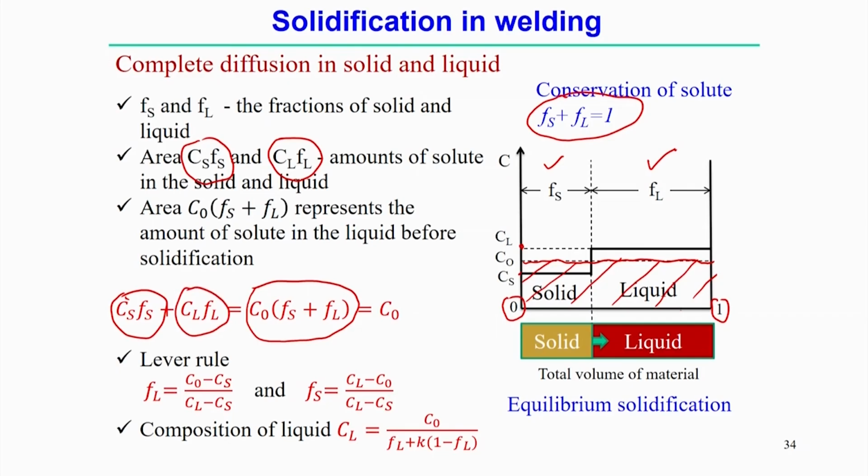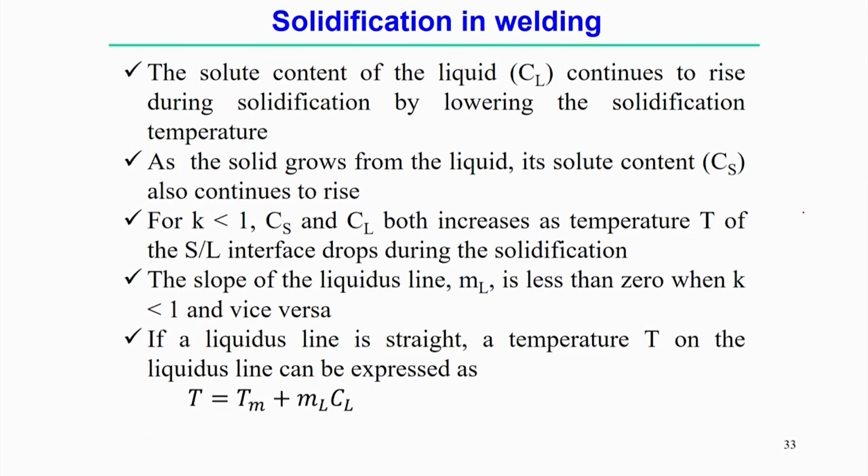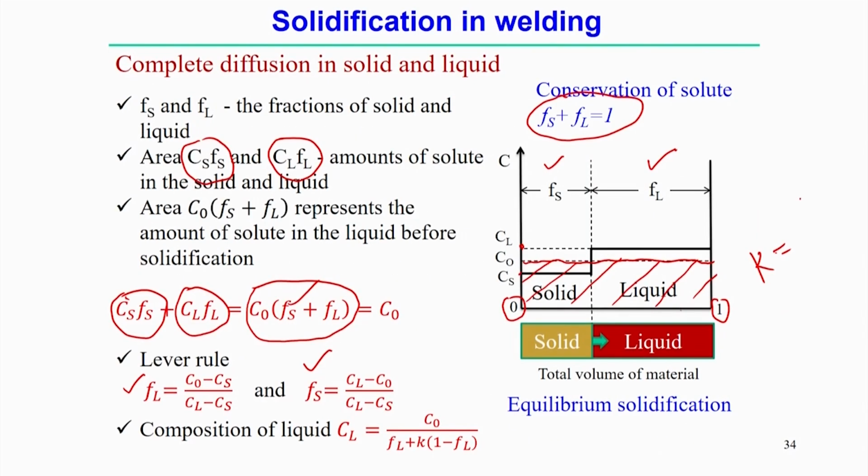So, it is equal to the area occupied by the solid phase plus the area occupied by the liquid phase. That total content should be equal to C0. Fs plus Fl is simply 1 according to the solute conservation. From this equation we can easily find out, by applying the lever rule, the liquid fraction and the solid fraction in this case. And of course, the composition of the liquid, Cl, can also be represented in terms of C0 and K, because K represents the ratio of Cs by Cl.